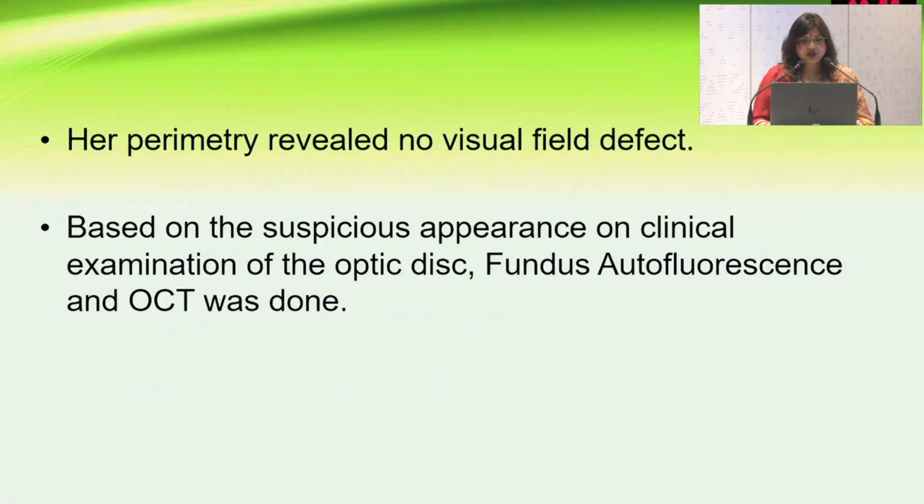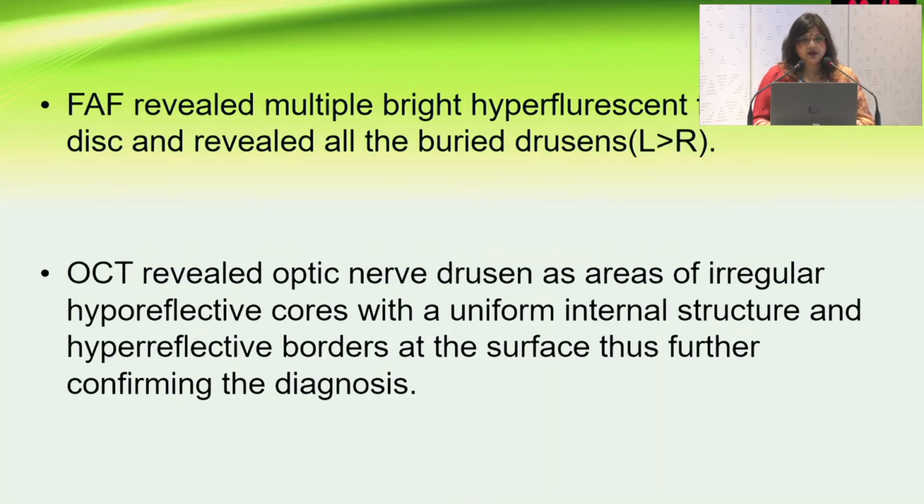Based on the suspicious appearance on clinical examination of the optic disc, fundus autofluorescence and OCT were further done. FAF revealed multiple bright hyperfluorescent foci in the disc and revealed all the buried drusen, left more than right. OCT revealed optic nerve drusen as areas of irregular hyperreflective core with a uniform internal structure and hyperreflective borders at the surface, thus further confirming the diagnosis.